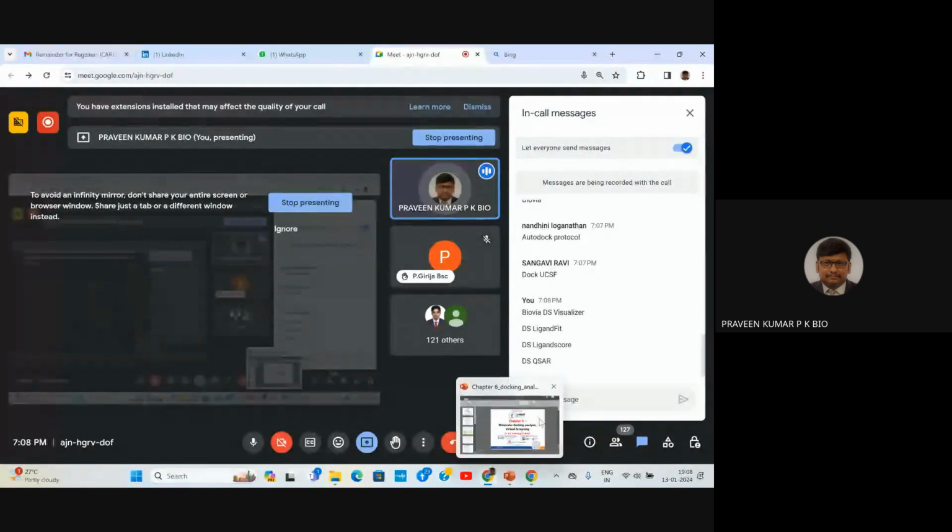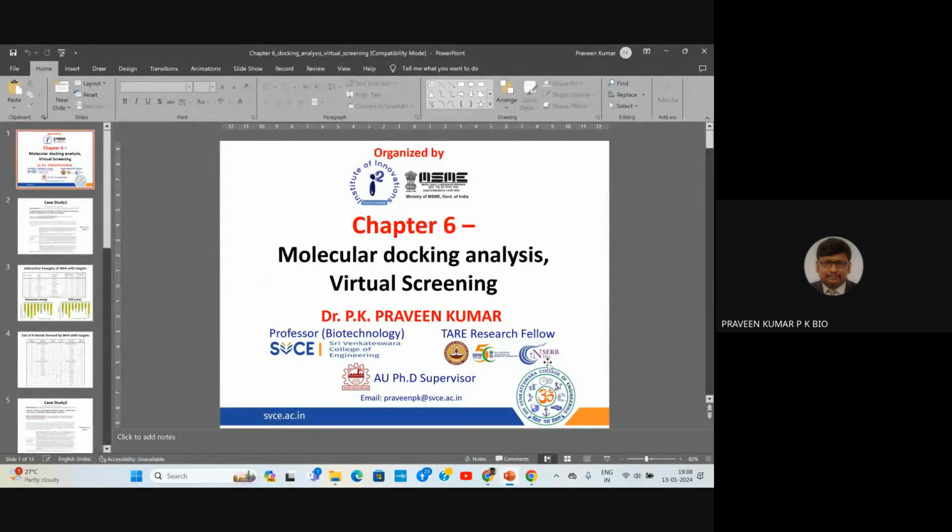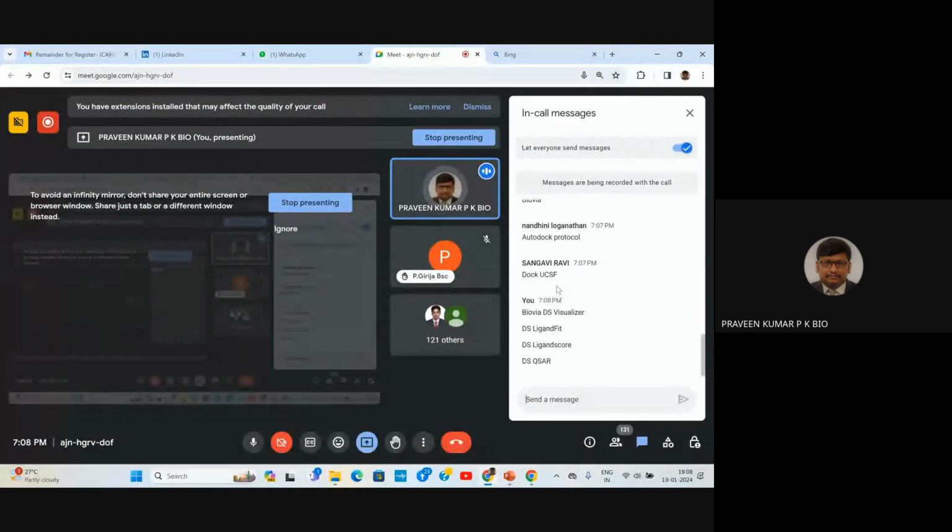Now, I think I can go ahead with today's session related to how to go for molecular docking analysis and how about virtual screening methods. Before going to this, have we discussed any other thing other than AutoDock and DS Visualizer? We have discussed the theory in docking, isn't it? We can also recap about that. What are the three theories we have discussed in docking, in formulating a docking software?